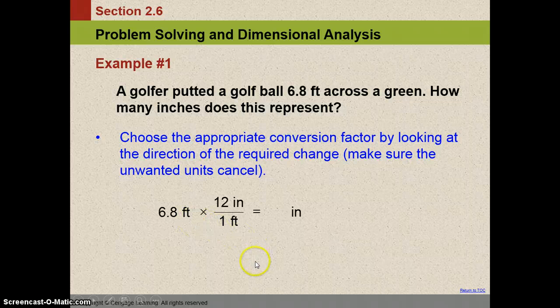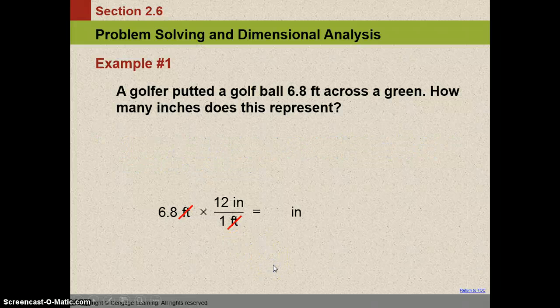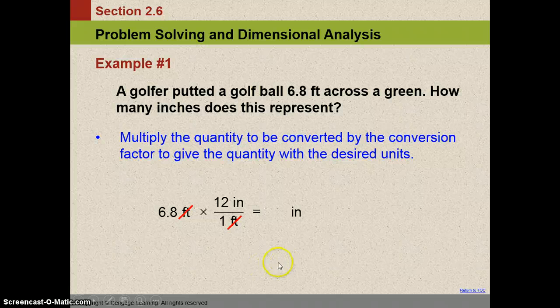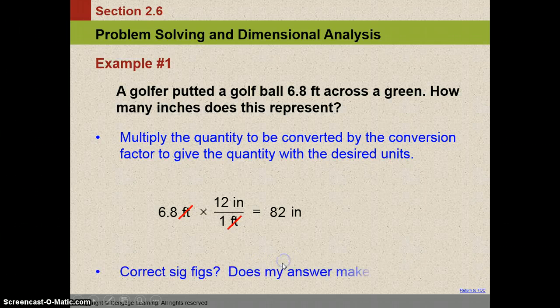So in order to get the feet to cancel, I'm going to have to put feet on bottom and inches on top, which requires me to take 6.8 feet times 12 and divide it by 1, but divided by 1 doesn't change the answer. So we're going to multiply 6.8 times 12 and get 82 inches.